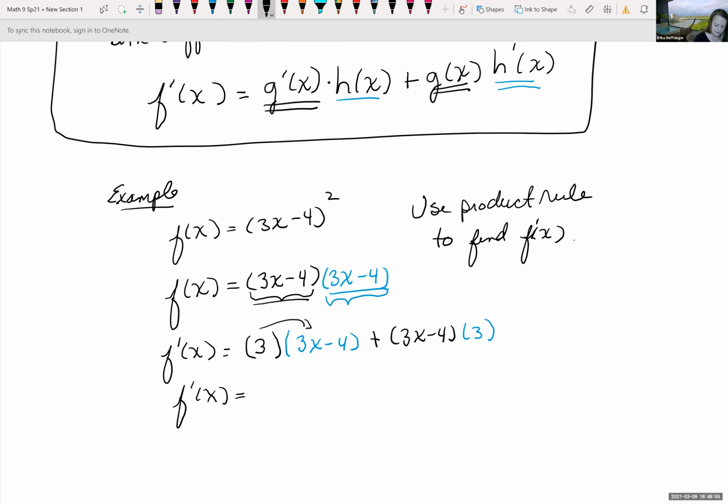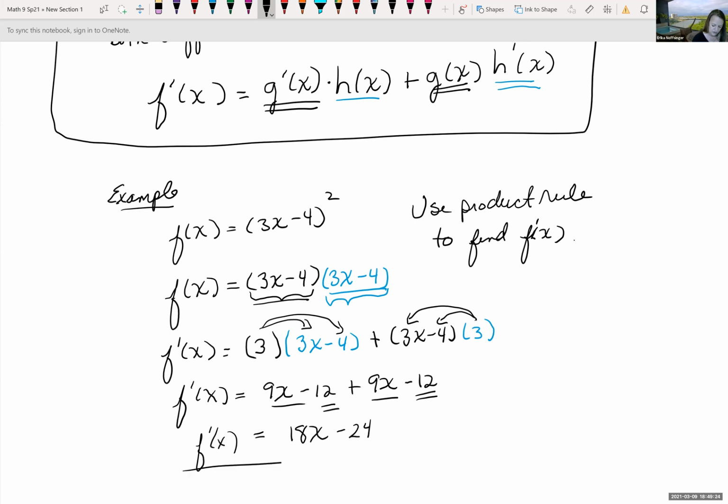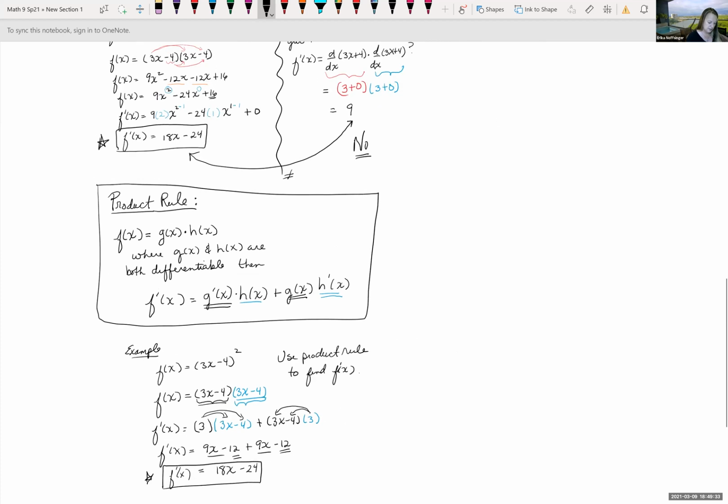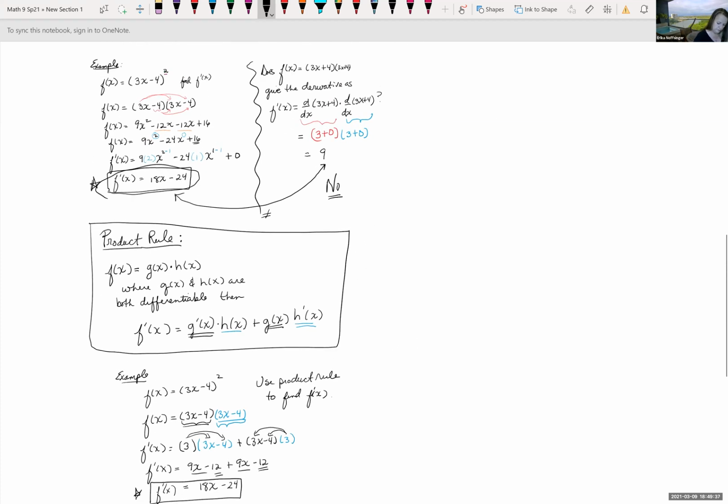So the derivative is equal to, distributing this 3 times 3x is 9x. 3 times negative 4 gives us minus 12. Now let's distribute our 3 here. So 3 times 3x, so that's plus 9x. And minus 4 times 3, so minus 12. So 9x plus 9x is 18x, minus 12 minus 12 is minus 24. So notice this is the same exact thing that we got when we had taken it by first expanding it out right here. These are the same.